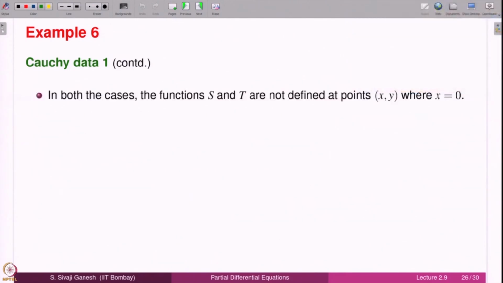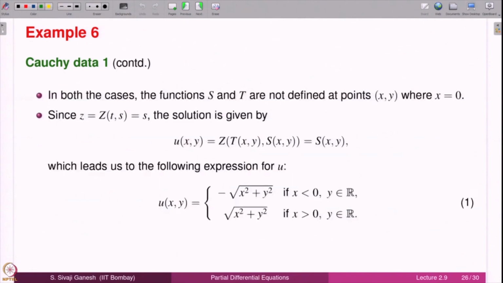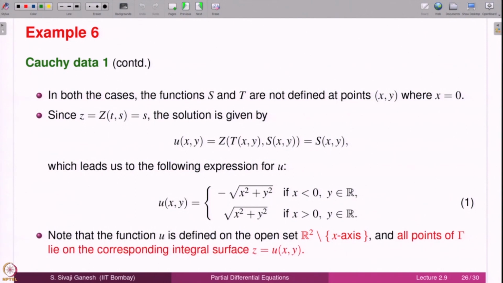So, in both the cases the functions s and t are not defined at points where x is 0, because when x is 0 there is a trouble, it is not defined. So, since z equal to s, the solution is given by u(x,y) equal to s(x,y), therefore u(x,y) equal to this if x is negative, and this if x is positive. Now, it is defined on R2 minus x axis, and all points of gamma lie on the corresponding integral surface.